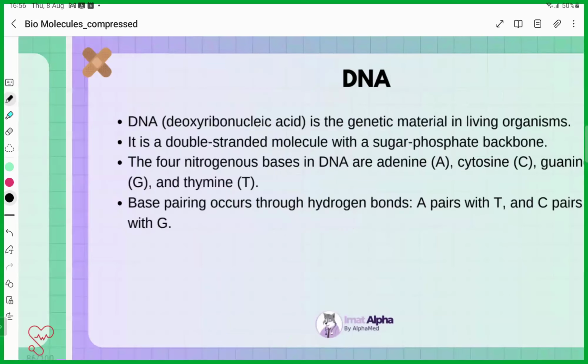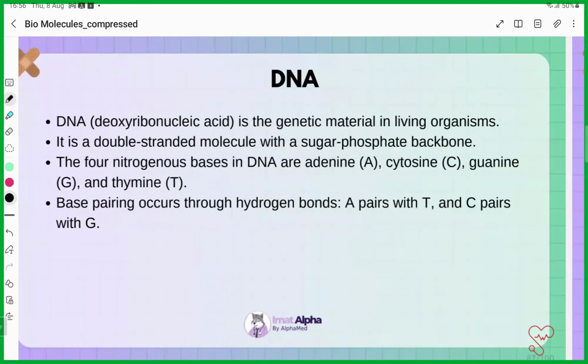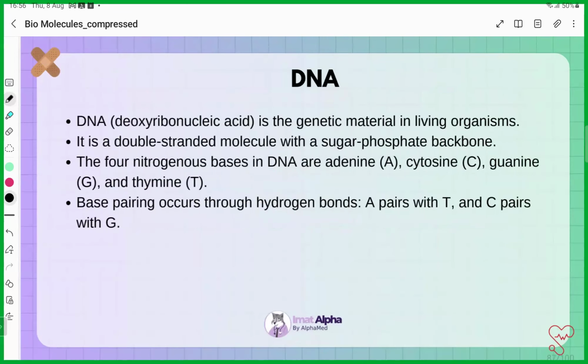DNA, deoxyribonucleic acid, is the genetic material in living organisms, found in the nucleus, made up of chromosomes. It's a double-stranded molecule with a sugar phosphate backbone. The four nitrogenous bases in DNA are adenine, cytosine, guanine, and thymine.